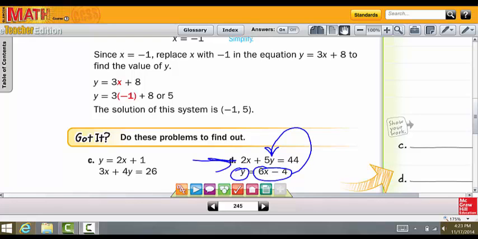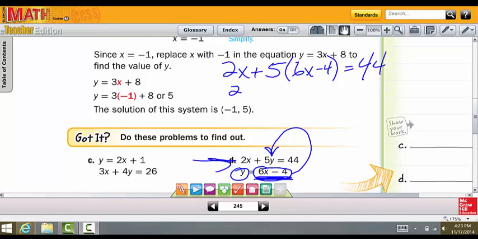So we're going to write this equation substituting 6x minus 4 for the y. So we have 2x plus 5 times y, and we're going to use this value for y, 6x minus 4, and that equals 44. So we have 2x plus, distributing the 5 over the 6x and over the negative 4. 5 times 6x is 30x. 5 times negative 4 is negative 20, so we're going to subtract 20, equals 44.